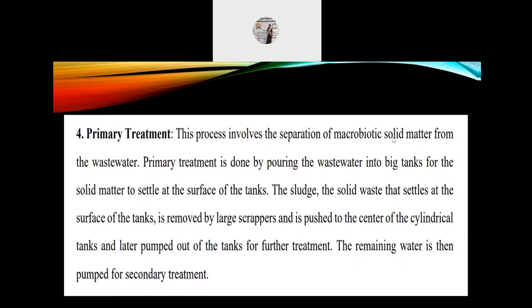Fourth one, primary treatment. This process involves the separation of macroscopic solid matter from the wastewater. Primary treatment is done by pouring the wastewater into big tanks for the solid matter to settle at the bottom of the tanks. The sludge, the solid waste that settles at the bottom of the tanks, is removed by large scrapers and is pushed to the center of the cylindrical tanks and later pumped out of the tanks for further treatment. The remaining water is then pumped for secondary treatment.